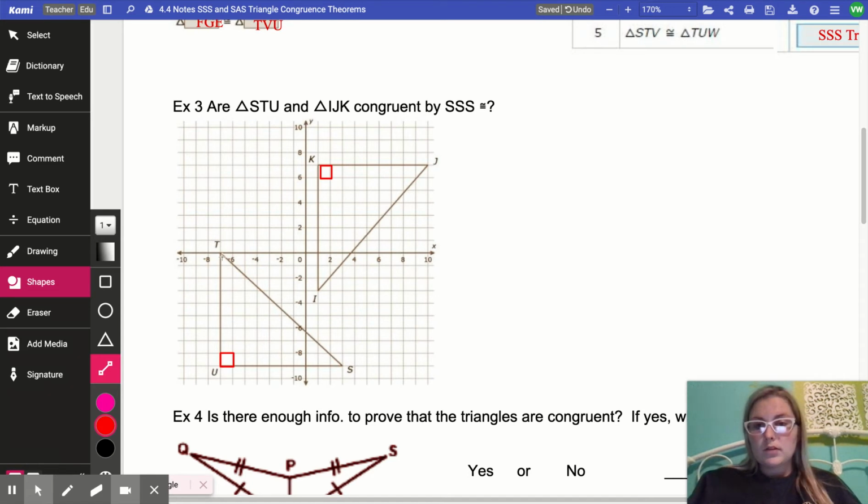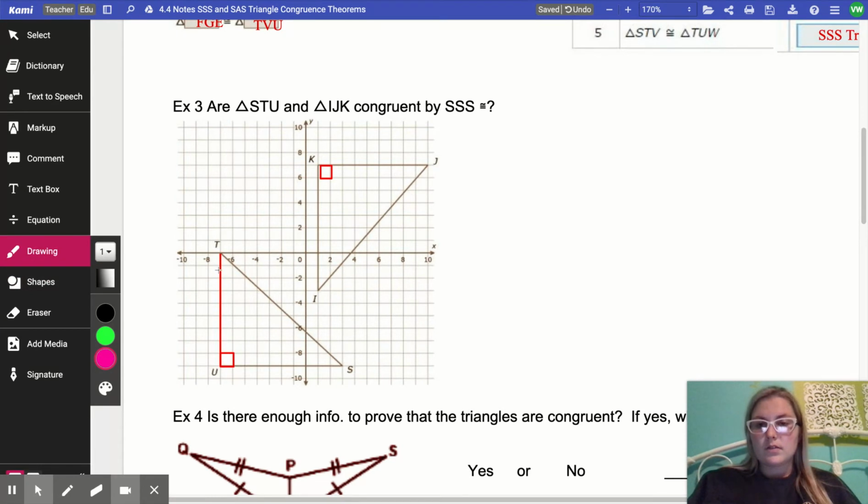So I'm going to start from T to U down here. Okay, so there's from T to U, and I'm going to count down my units. So I'm going to just count the lengths of the side. It's the easiest way to do it. So I have 1, 2, 3, 4, 5, 6, 7, 8, 9. So this side is 9 units long.